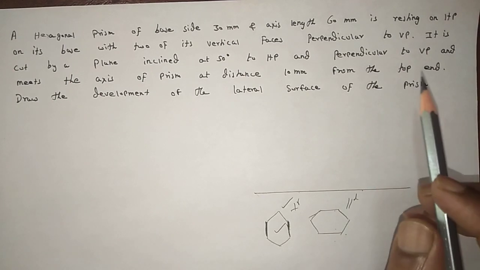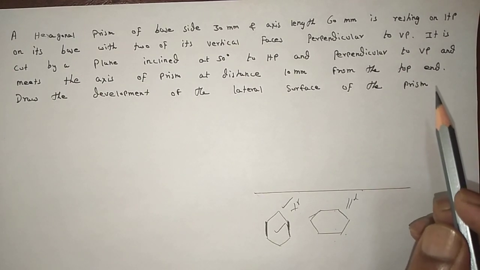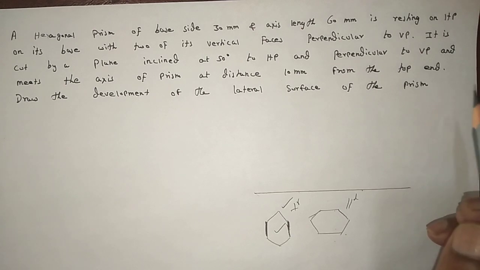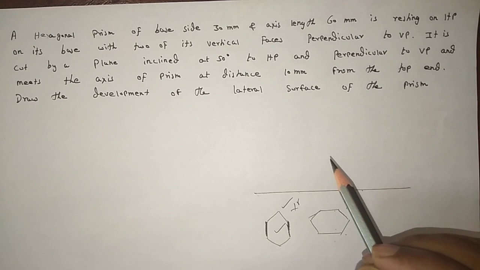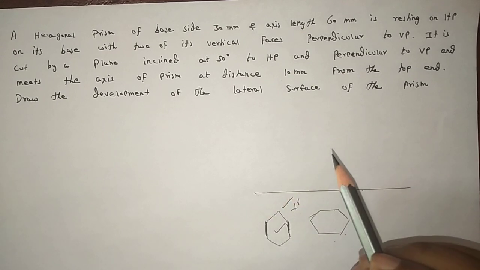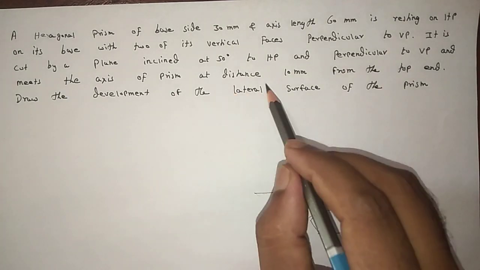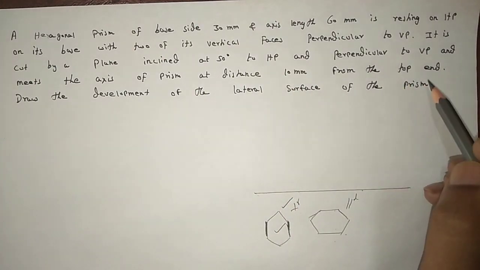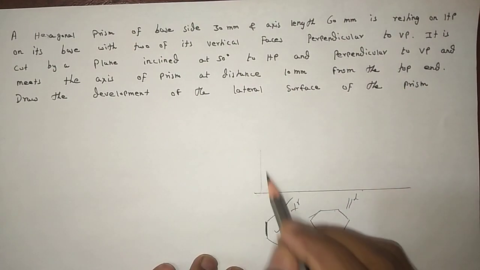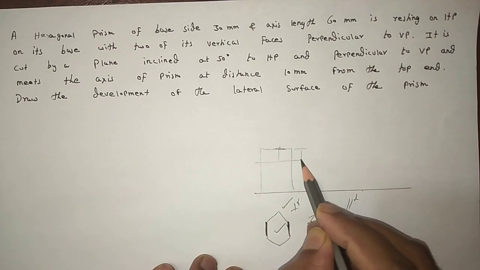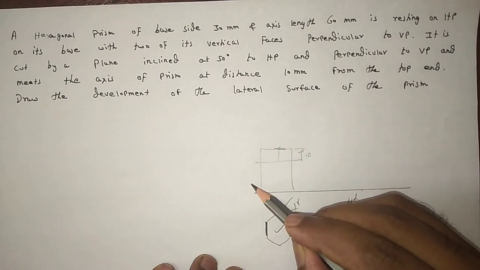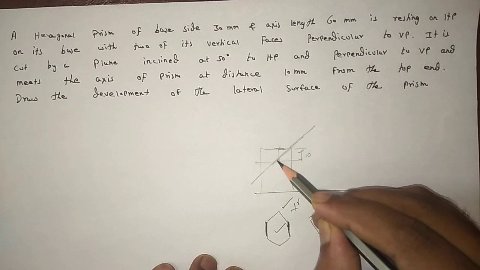And next, that particular hexagonal prism is going to be cut at an angle of 50 degree. It passes through the axis at a distance 10 mm from the top end. The plane is going to be cut 10 mm from the top end of the hexagonal prism.